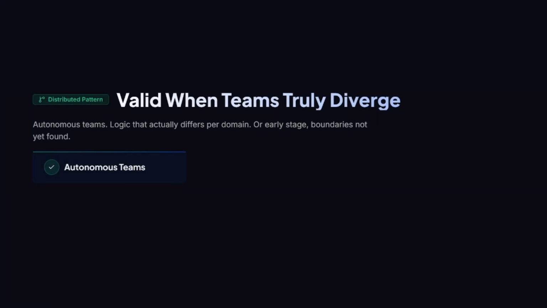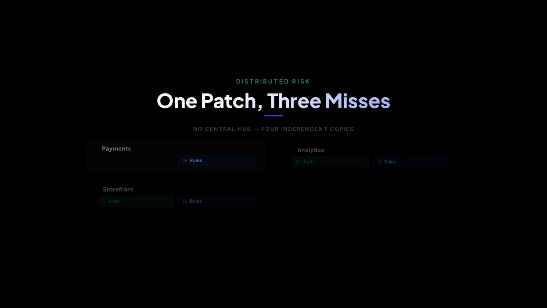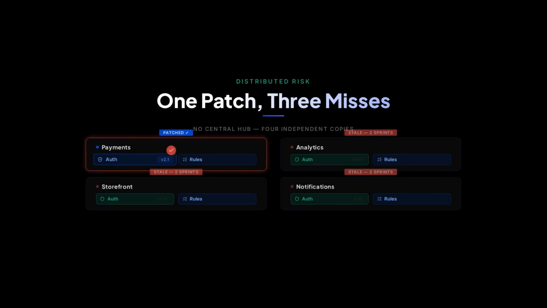But there's also distributed patterns. Say every workspace holds its own copy. It's valid when teams are genuinely autonomous, or say the logic actually differs per domain, or you're early and you haven't found the real shared boundaries yet. But there's also risk. 4 copies, they'll drift over time. Auth gets patched in payments. Analytics, say, misses it for 2 sprints. It's fine when it's a deliberate choice, but it can get messy when it's the default.